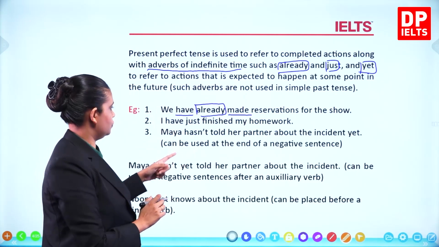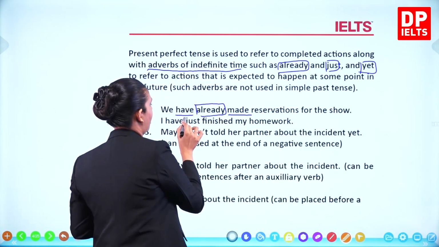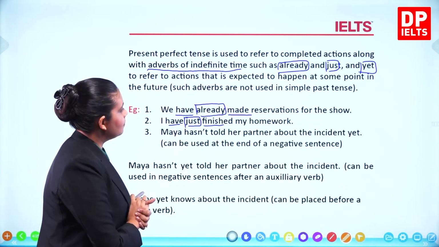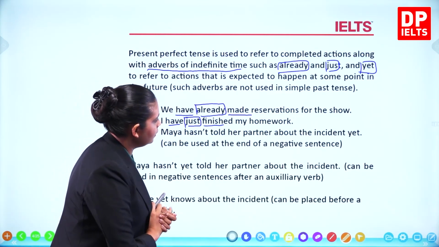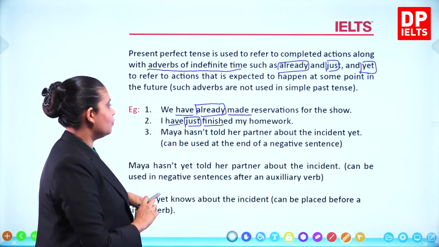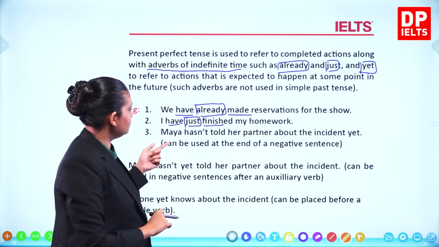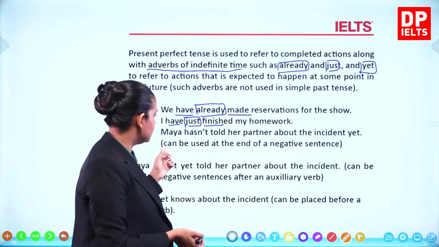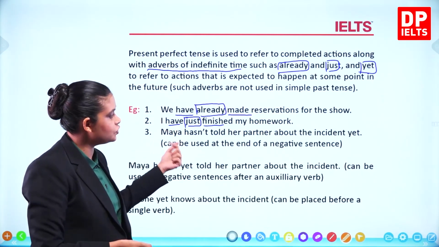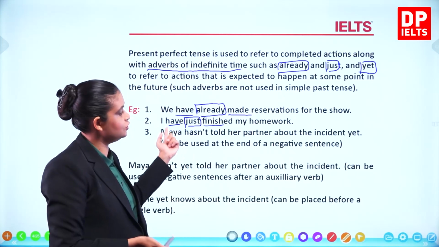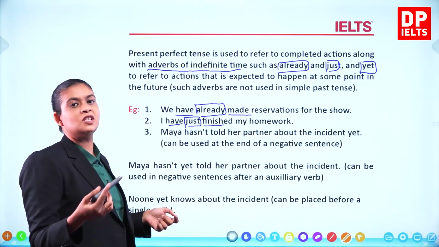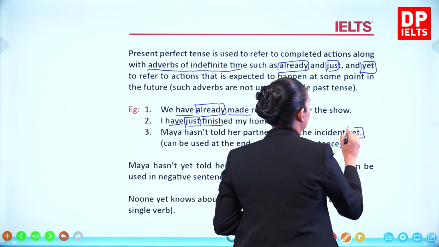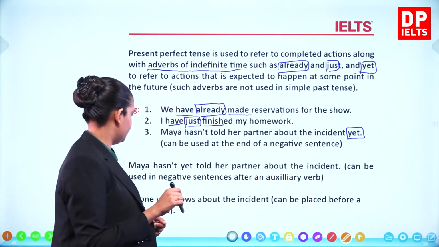I have finished. So if you want to say just, I have just finished my homework. Maya hasn't told her partner about the incident yet. Now remember, this can be used at the end of a negative sentence. Okay, so yet can be used at the end of a negative sentence because Maya hasn't told. Negative fact: she has means positive, hasn't means negative. And if the idea is negative, you can use yet at the end.